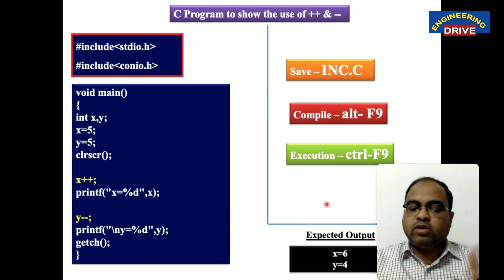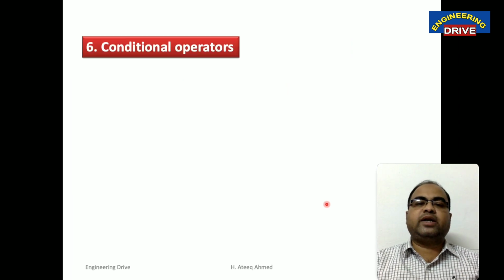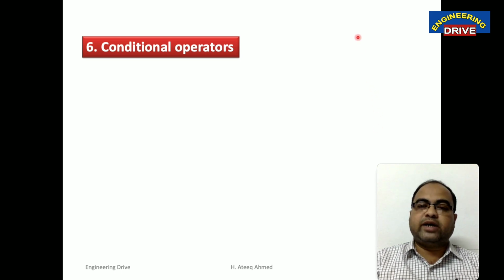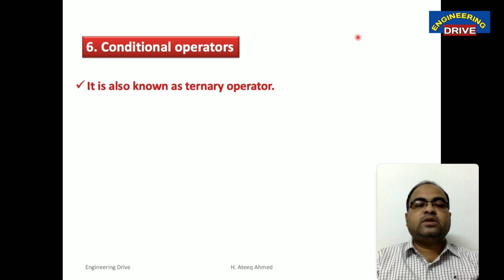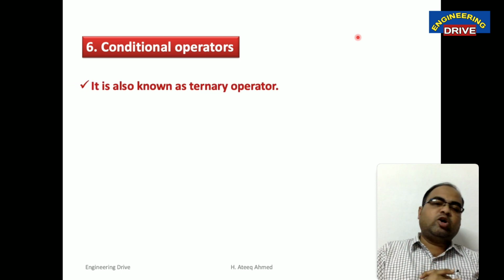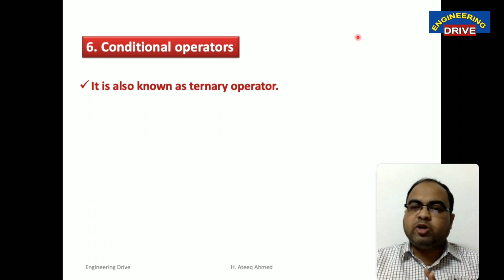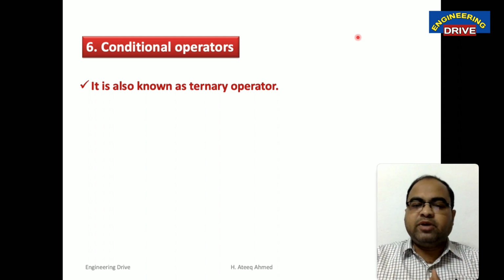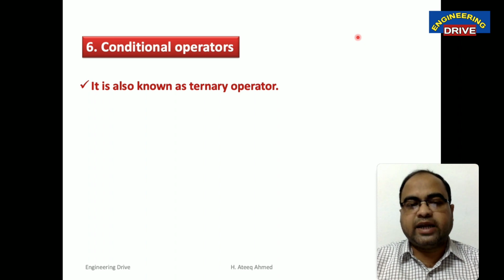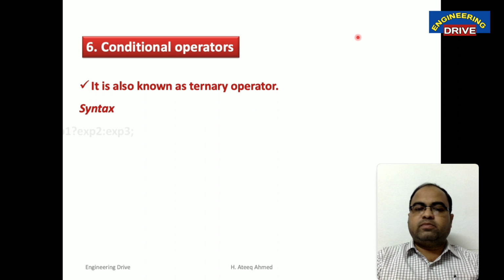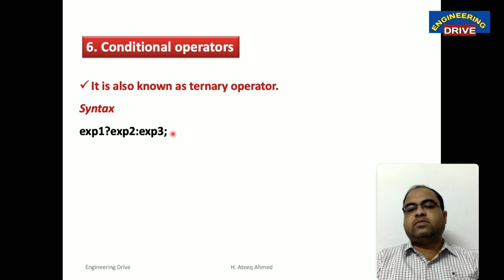Okay, so let us go to the next type of operators, conditional operators. These are the advanced category of operators that C supports. Another name for the conditional operator is the ternary operator also. What is the meaning of ternary? 3. Why is the name ternary given? I will tell you with an example now. So the syntax, how to use this conditional operator: expression 1 question mark, expression 2 colon, expression 3 semicolon.